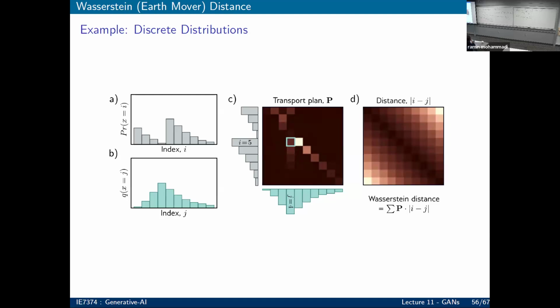Now, there is a marginalization that happens here. If you pick this row and marginalize it over J, you should get the probability of X equal 5. If you pick this column and marginalize it over I, you should get the probability of Q equal J. So that's how this transport matrix should be. On rows, marginalizing over one variable should produce the probability of the other one, and on columns, the opposite.